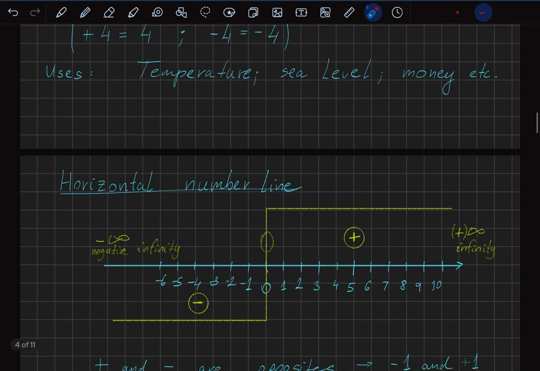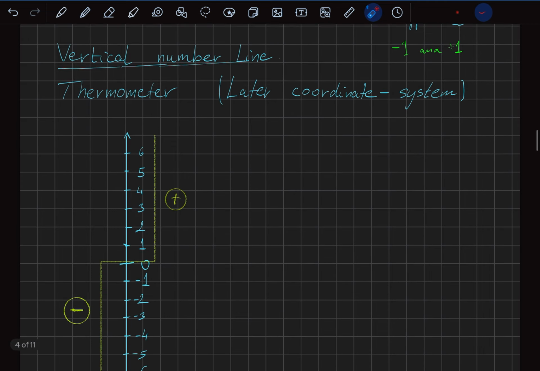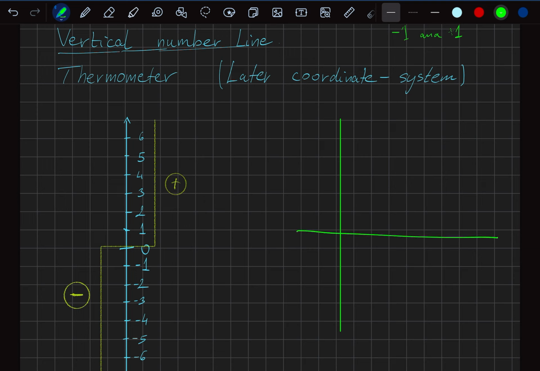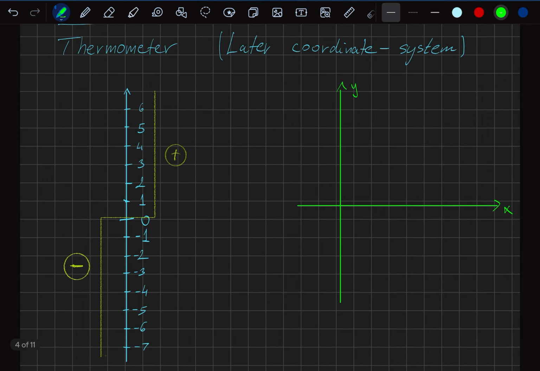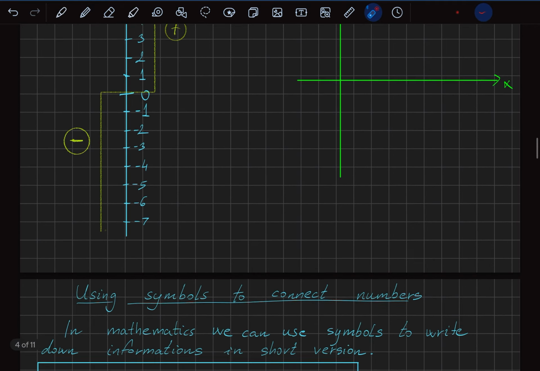rule, maybe. Okay, vertical number line, this is the thermometer, and later it will be the coordinate system, because the coordinate system is two number lines, one vertical and the other horizontal. X and Y exist, but later we'll talk about it. Okay, I think everyone knows how it works. Everyone saw a thermometer before.